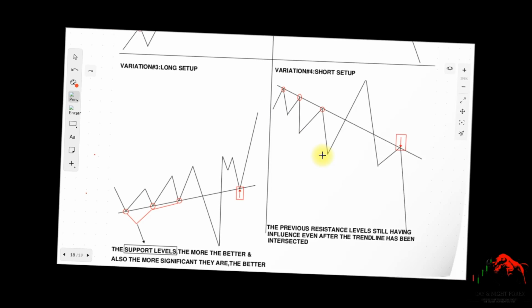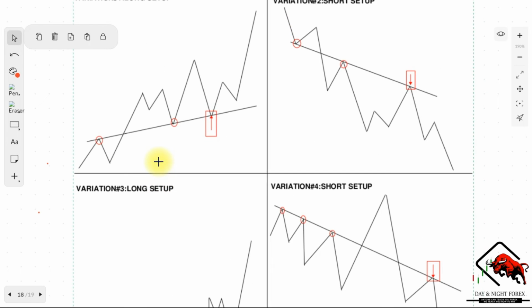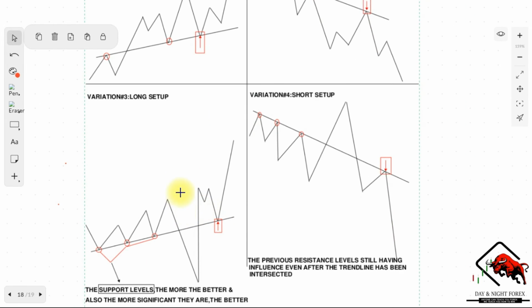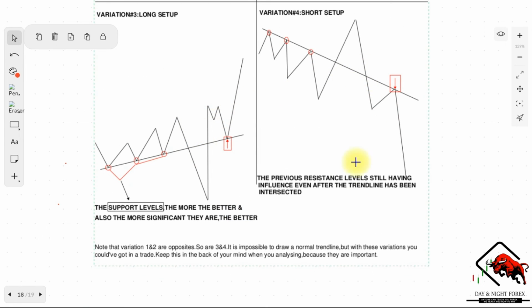As you might have noticed, variations number 1 and 2 are opposites, meaning the buy and sell trades. As you can see right here, we have the opposite direction. We have the setup in a bullish market and in a downtrend market, and so are variations number 3 and 4. Also, we have a bullish and then a bearish setup right there.